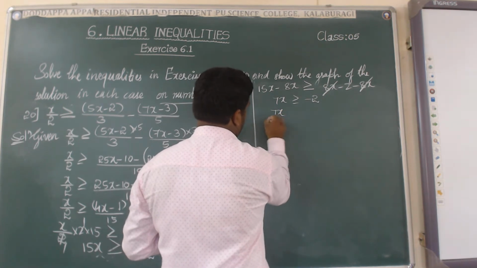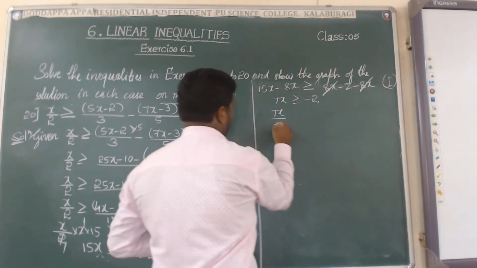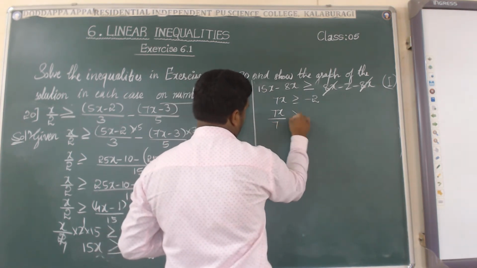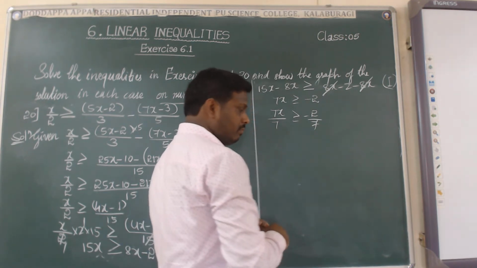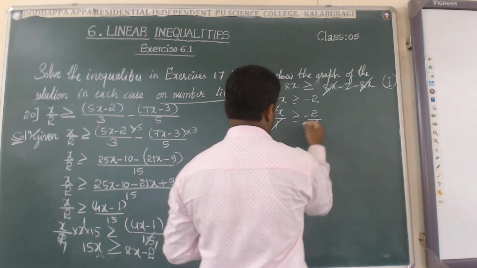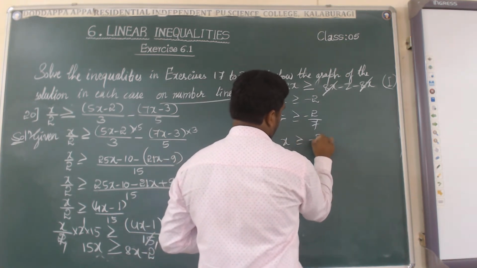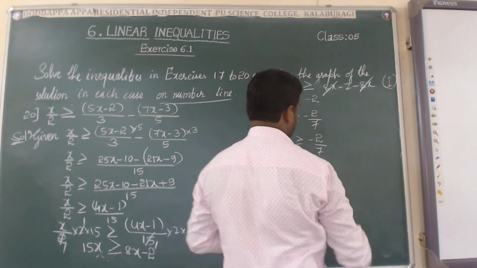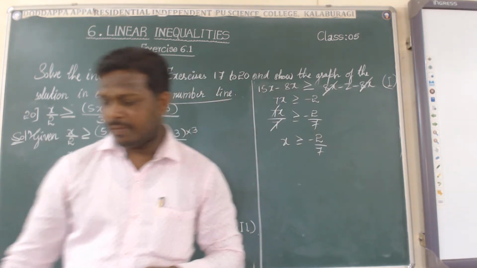Here the first rule is applying only. 7x by 7 is more than or equal to minus 2 by 7. Simplified: 7 on the 7 cancels, and here left the value of x is more than or equal to minus 2 by 7. In this way we have to simplify.